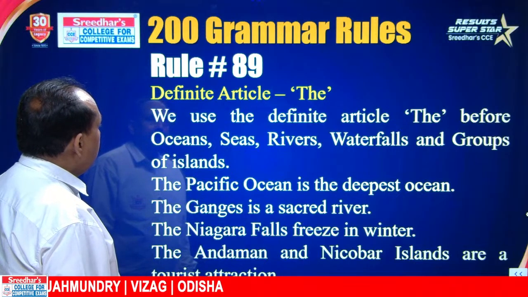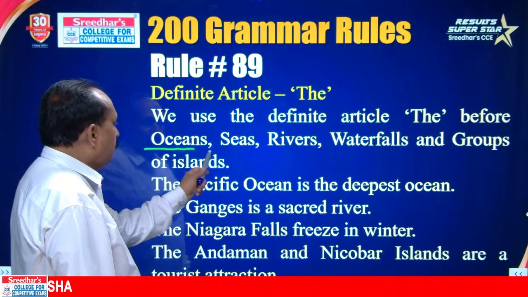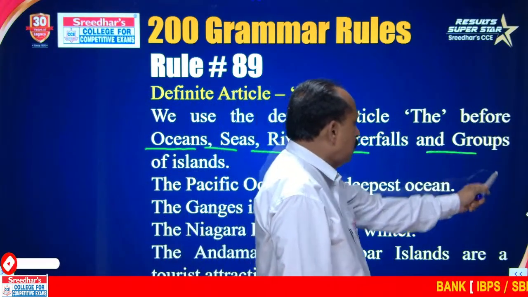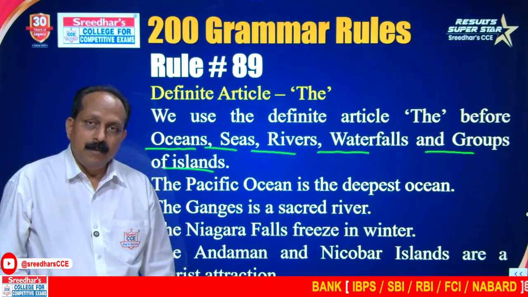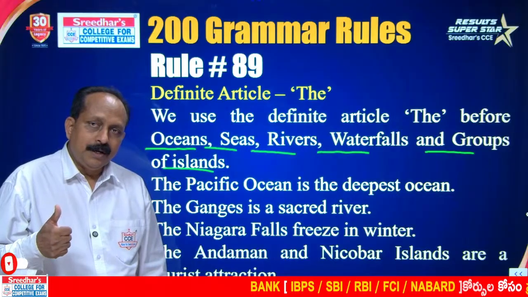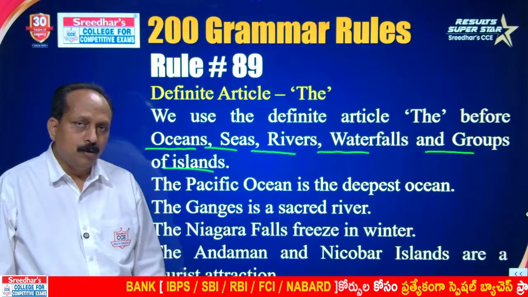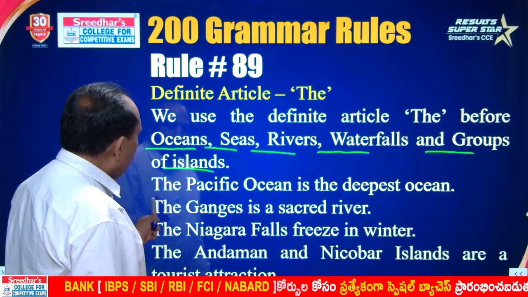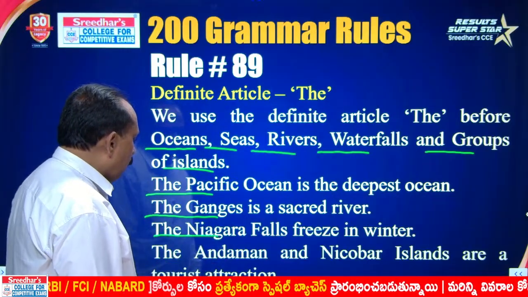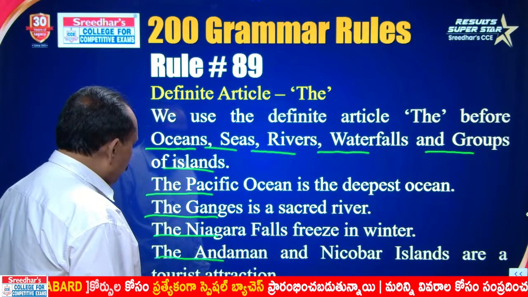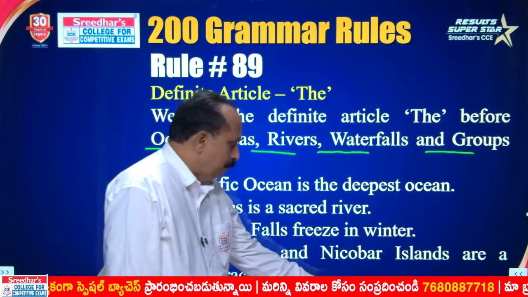Rule number 89, definite article the. We use the definite article the before oceans, seas, rivers, waterfalls, and groups of islands. All these deal with water. Remember that way, one group. Oceans, seas, rivers, waterfalls, canals, and also groups of islands. The Pacific Ocean, the Ganges, the Niagara Falls, the Andaman and Nicobar Islands. All these take the definite article the. They have given this many a time.